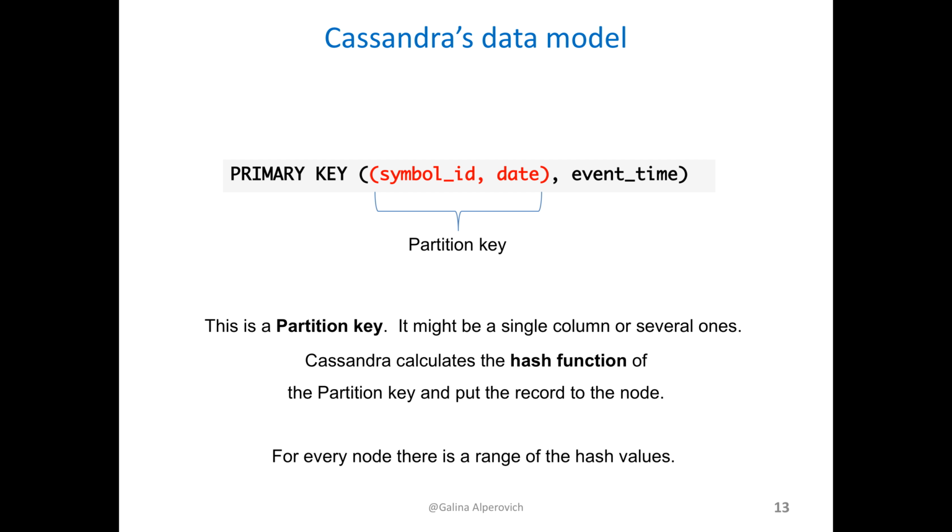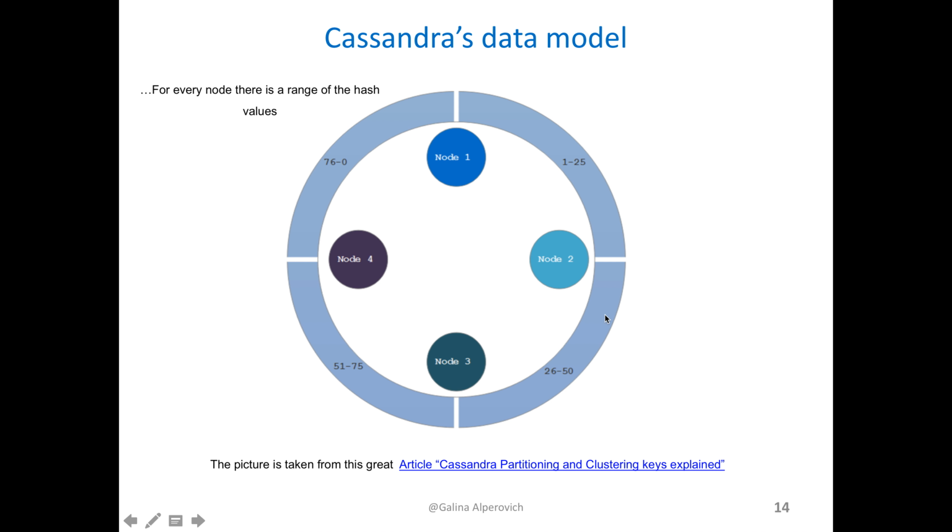Cassandra uses the partition key to distribute data across nodes. Cassandra calculates the hash function of the partition key and then puts the record on a node. For every node, there is a specific range of hash values. For example, if we have 4 nodes, we can say that the data with the hash value between 1 and 25 will be stored on node number 1. From 26 to 50 will be stored on node number 2, and so on. So the partition key is distributing the data across nodes.